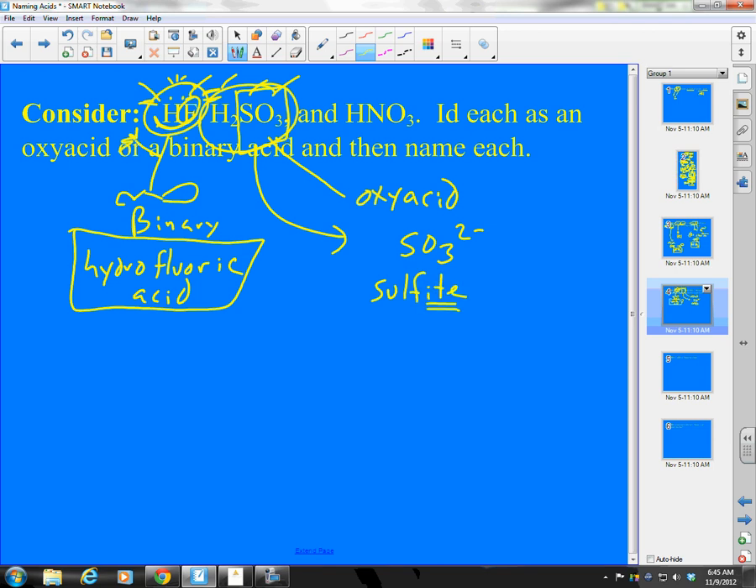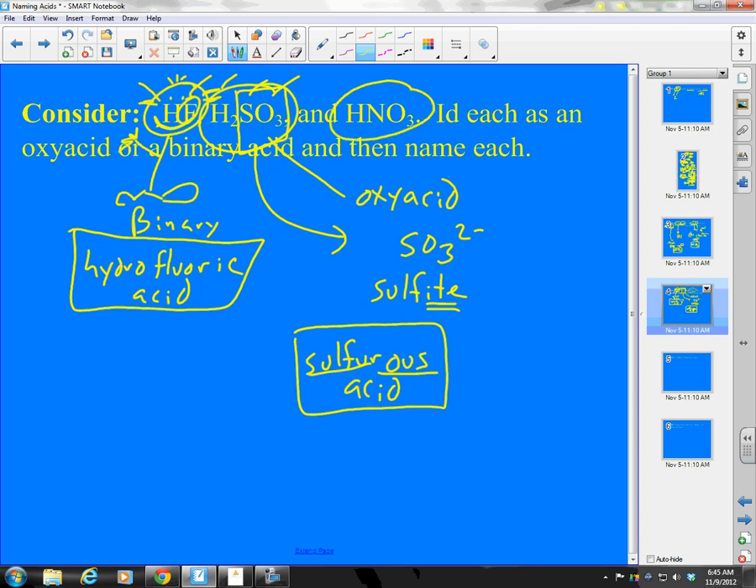What is the suffix? Well, it's ite. When I use ite, what is the suffix on my acid? Well, it's ous. So it's going to be sulfurous. And do I put a hydro there? Nope. I just put the acid. So I have my stem and my suffix, sulfurous acid.